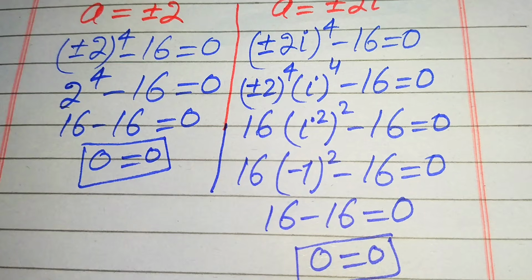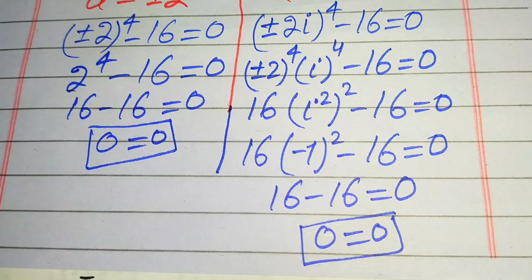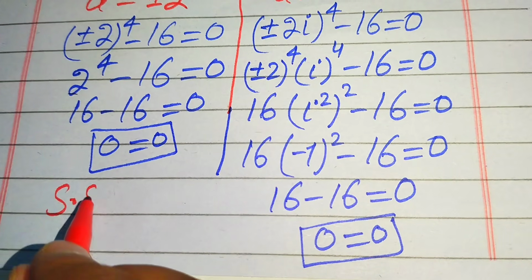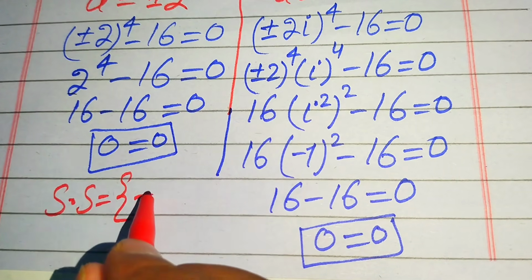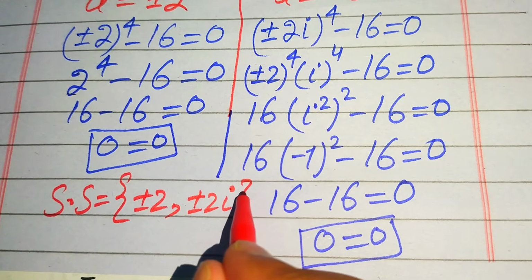It means that all four roots of the given equation satisfy our given question statement. So finally, the solution set of the given question is plus minus 2 and plus minus 2 iota.